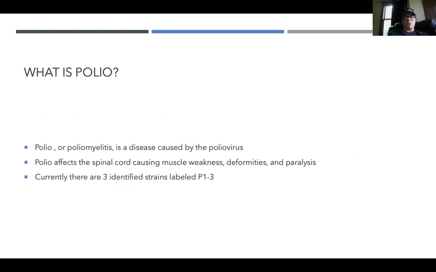Okay, so what is polio? Polio is a virus. It's a disease caused by the polio virus, and it affects the spinal cord, specifically causing some muscle weakness, deformities, and paralysis eventually in later stages. There are currently three identified strains. They are P1 through 3, really simple labeling. They used to have longer names, but they really shortened it up and helped us out a lot.